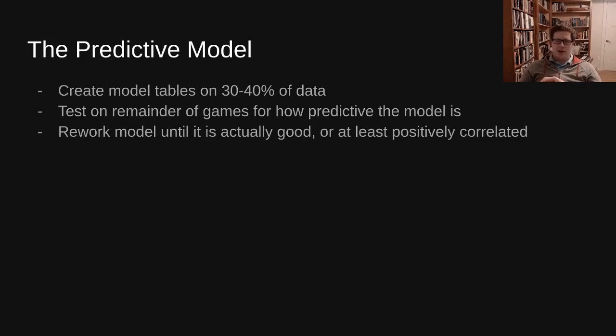The predictive model, like I said, I'm planning on using something akin to a naive Bayes probability, so hopefully it will be relatively fast in terms of the processing. We'll just have to see. My goal is to create the model tables based off of 30 to 40% of the data randomly sampled from the database, and then we'll test on the remainder of the games for how predictive the model actually is. And then we're going to rework the model until it's actually good, or hopefully at least it's positively correlated.